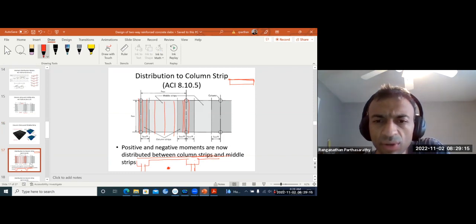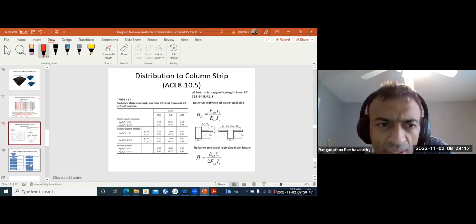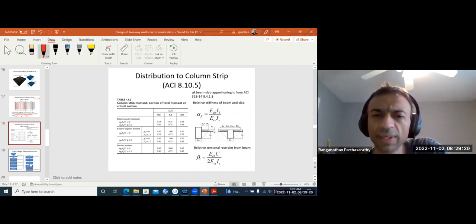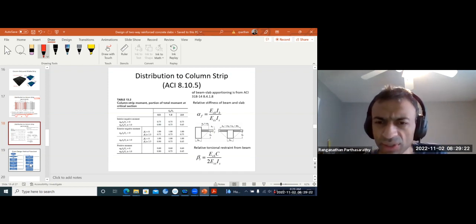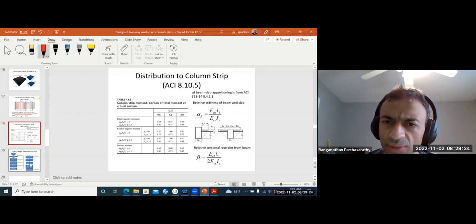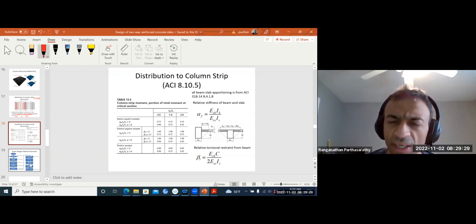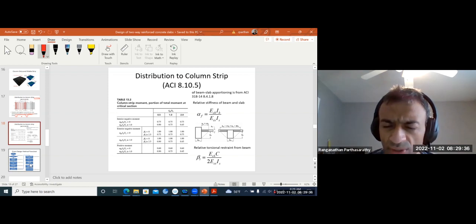Now how to distribute to column strips. The distribution to the column strip is based on the relative stiffness of the beam and slab. So how much goes to beam, how much goes to slab? This part is there in some empirical way, even here. Sorry, Mohammed, actually I forgot this point.